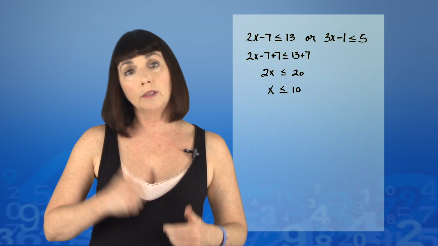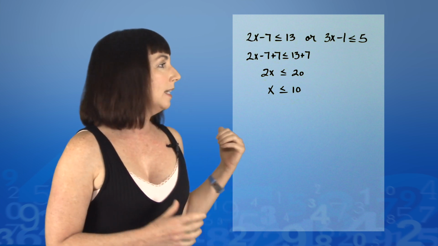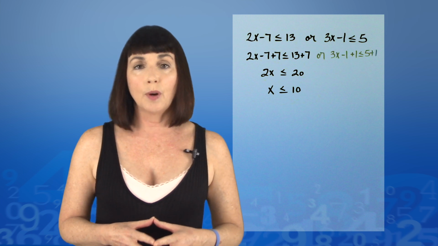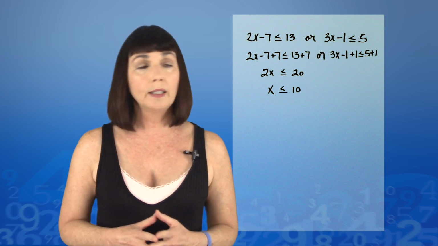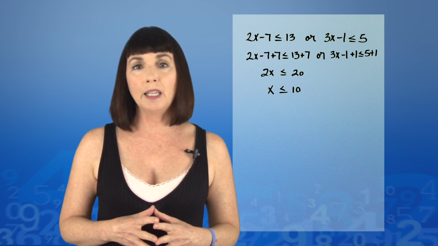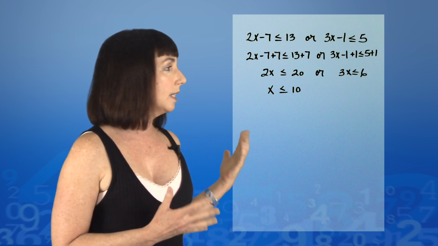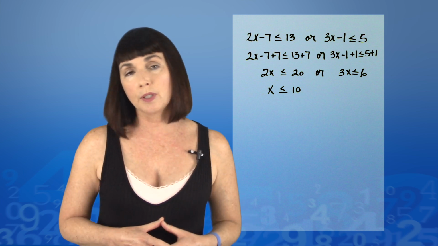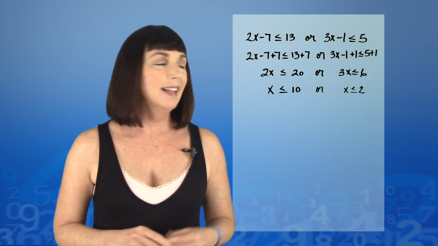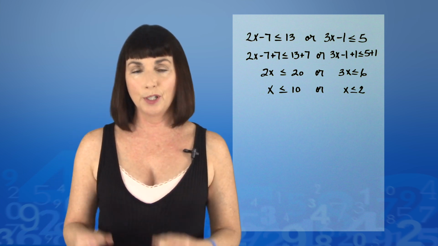Okay, now let's do our other inequality. 3x minus 1 is less than or equal to 5. I'll add 1 to both sides. So I have 3x minus 1 plus 1 is less than or equal to 5 plus 1. And that leaves me 3x is less than or equal to 6. Multiplying both sides by 1/3 to get rid of that 3 in front of my x, I get that x is less than or equal to 2.